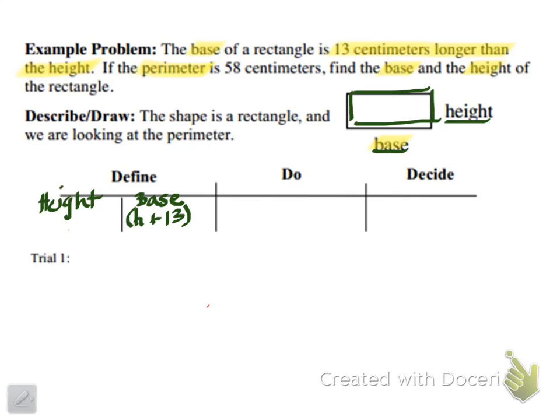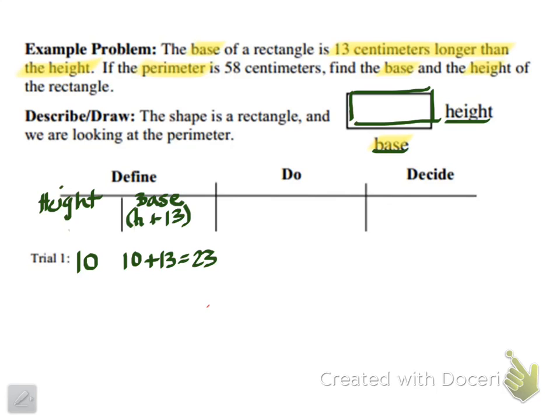So let's try, we're going to say that our first trial is 10. Our height is 10. We have our base, which is 10 plus 13, which we know equals 23.